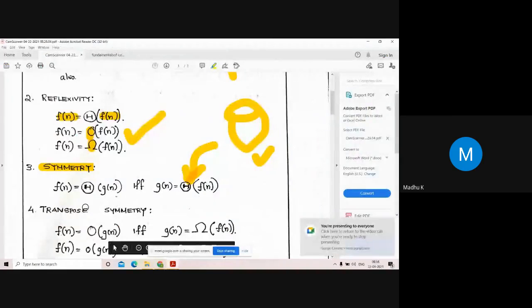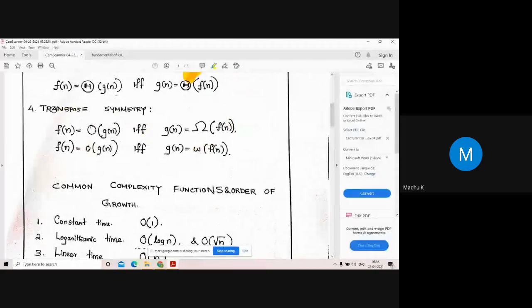Next, transpose symmetry. Another property is transpose symmetry, and this is the concept. f(n) = big O of g(n) if and only if g(n) = big omega of f(n). And f(n) = little o of g(n) if and only if g(n) = little omega of f(n). This is the transpose symmetry property.